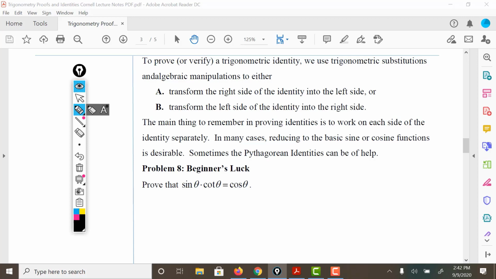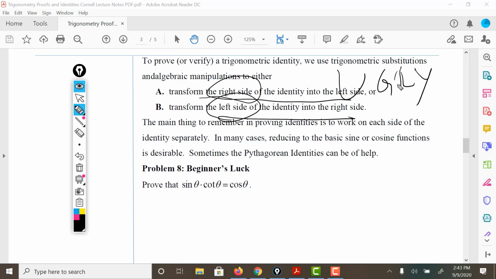All right. Here are some hints as to how to work with these problems in general. You either make the right side look like the left side, or you make the left side look like the right side, and that's pretty much it. I would suggest always start with the ugly side, and you'll see what I mean by ugly in a bit. You'll see problems that are ugly.